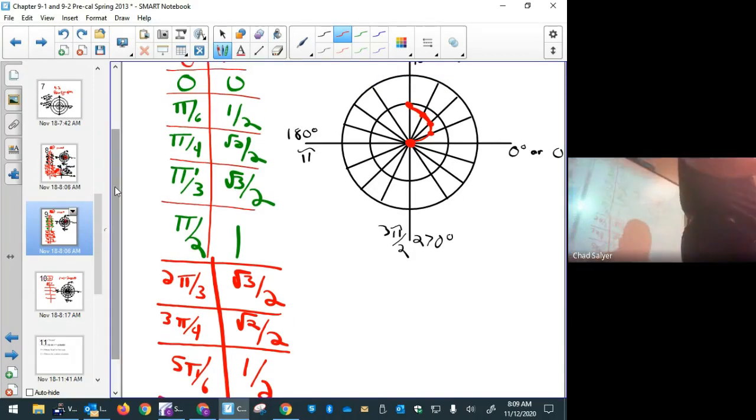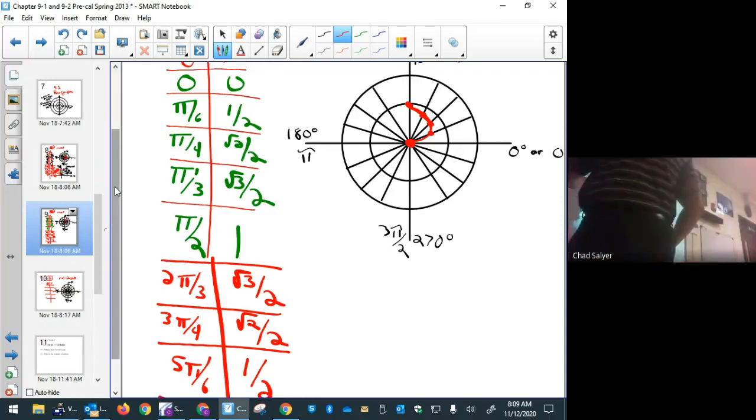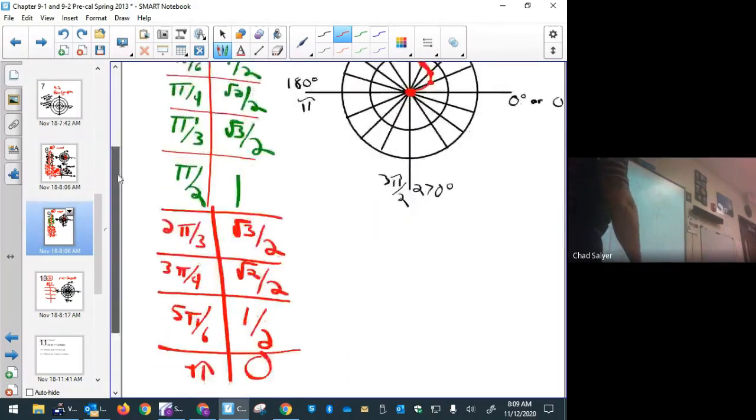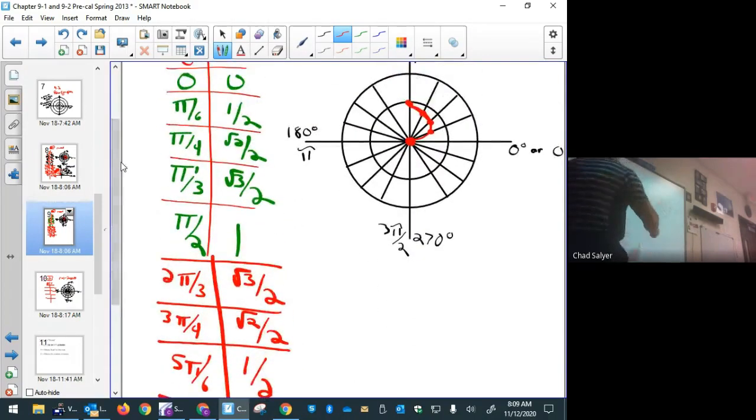The sine is the y coordinate. The sine is the y. 0 is correct. Okay, so let's plug these points in. 2 pi over 3 is this radial arm, and we need to go almost 1, but not quite. 3 pi over 4, this radial arm, we need to go about 0.7. 5 pi over 6, this radial arm, we go about 1/2. And once again, we see this other half of the circle.